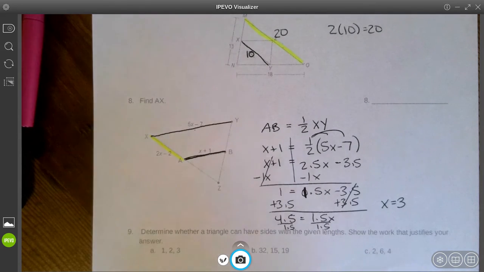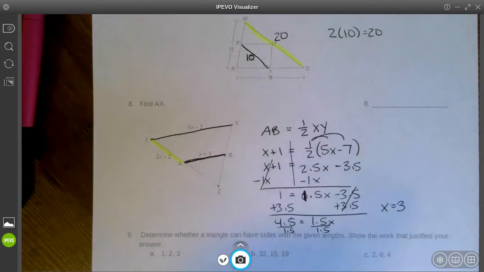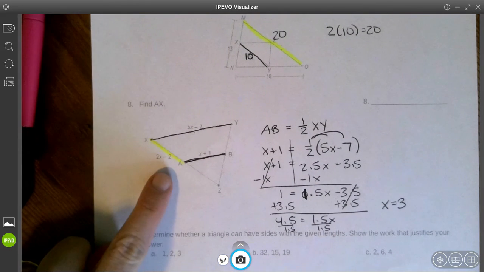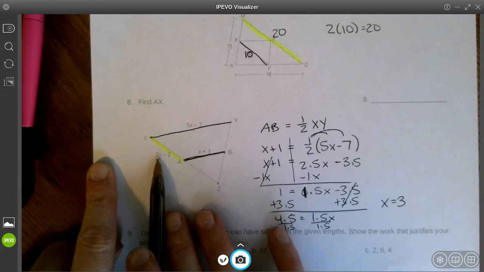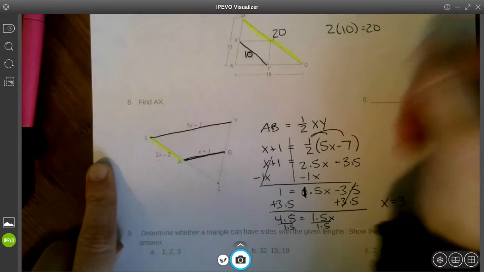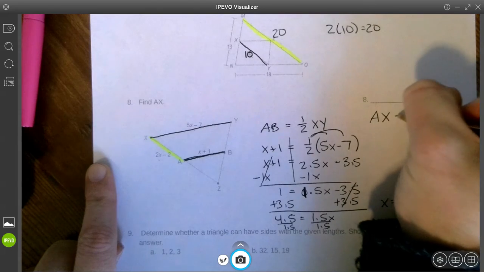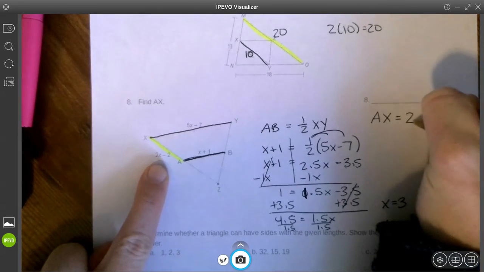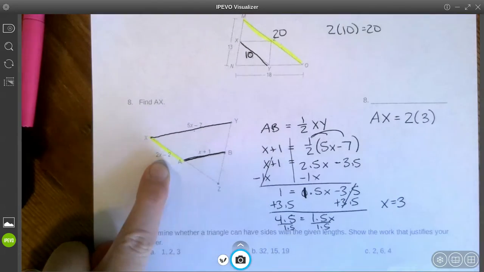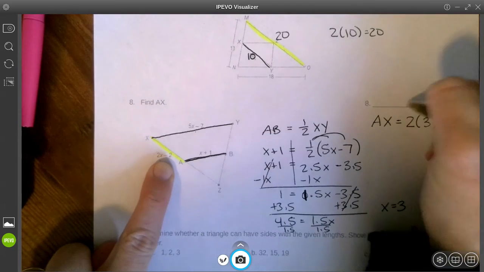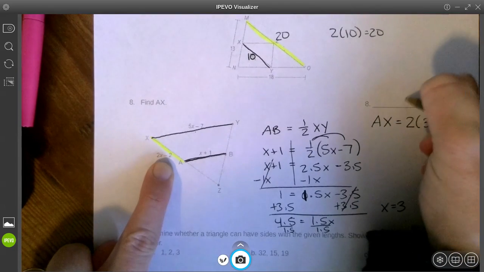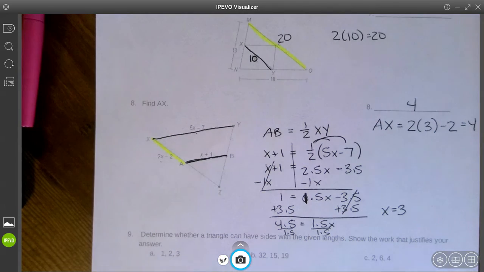Now be careful, I'm not done. They're not asking me for the value of x, they're asking me for the length of AX. So now that I know x is 3, I'm ready to plug 3 in for x. So the length of AX is equal to 2 times 3 minus 2, which gets me 4. 2 times 3 is 6, minus 2 is 4.